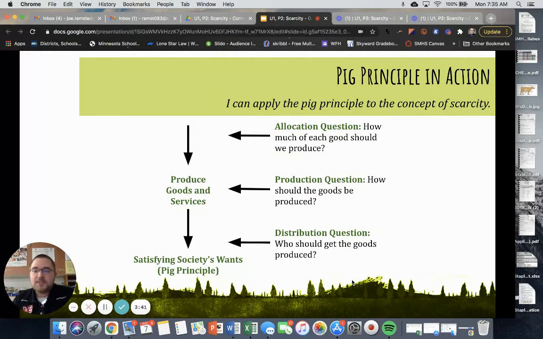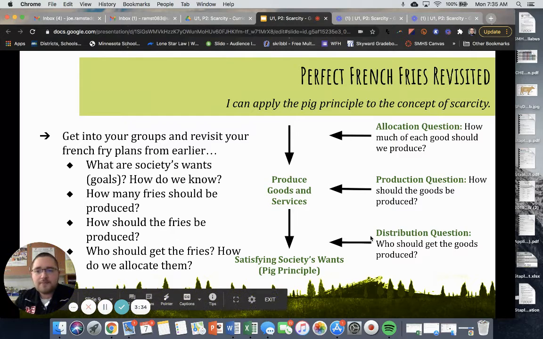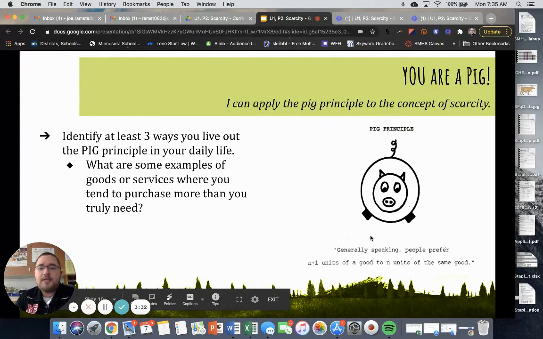But there are some specific measures that have to go in place in order to make that happen. We're going to skip this activity for now. That is going to be the pig principle in action.